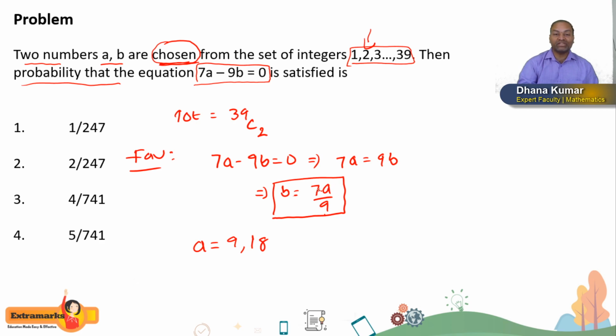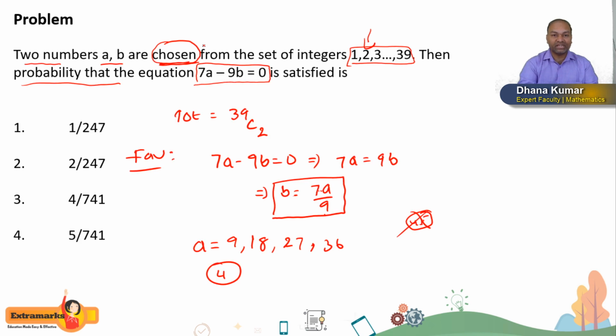18 means 2 7s are 14 in your integer. 9 3s are 27. 9 4s are 36. 9 5s are 45. First of all, 45 does not belong to this set. So up to this only. Finish. So total how many possibilities exist? 4 possibilities. So here favorable cases are 4.